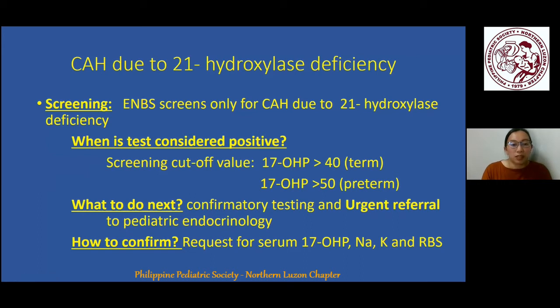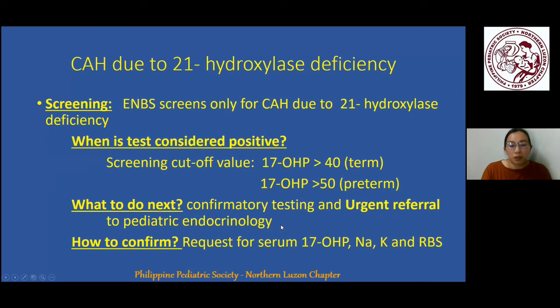So when do we consider the newborn screening positive for CAH? Here are your cutoff values. For term babies, 17-OHP of more than 40, while preterm, more than 50. So when we are recalled by the newborn screening center to recall the patients, what do we do? We do confirmatory testing and urgent referral to pediatric endocrinology.